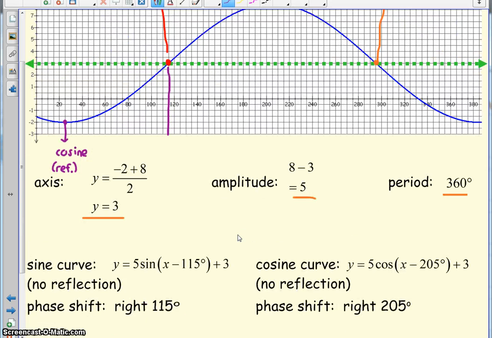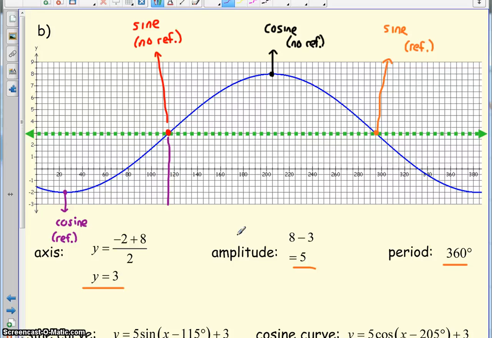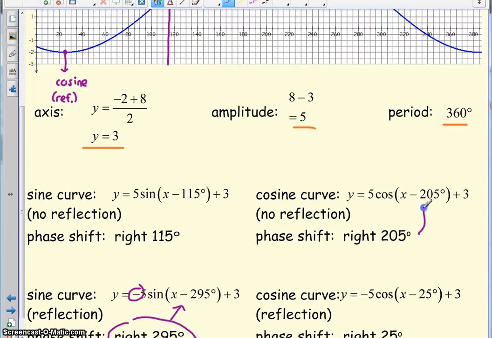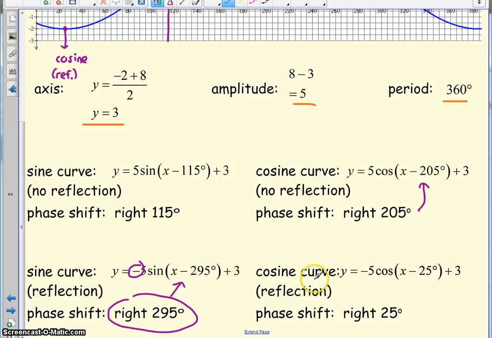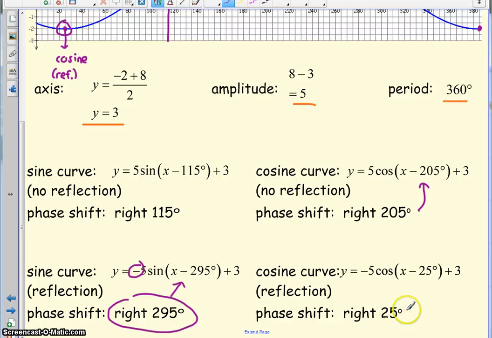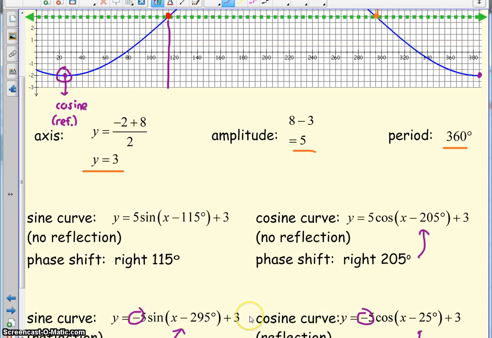Okay, for the cosine curves, if it's not reflected, it starts at its maximum like it does at the black point right here, which is 205 degrees to the right as a phase shift. Okay, and if you do have a reflected cosine curve, it will start at its minimum like this point does over here at 25 degrees. Okay, it actually looks like it happens again over here at 385, which makes sense because of the period of 360 degrees. This one's a little bit easier to use though, so we'll use right 25 for our phase shift, and again, the a value is now negative.